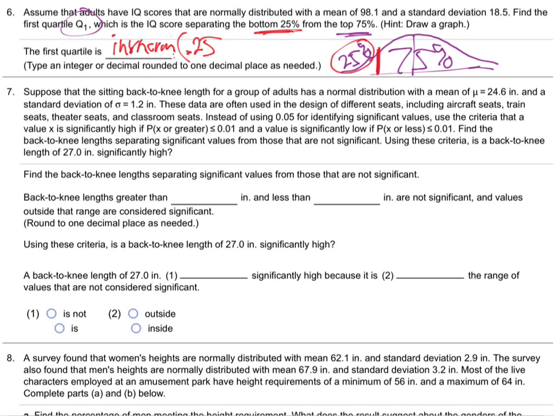Did everybody catch me on that? That'll really speed you up. When they say below or bottom or smaller, that's always the left. That's what you want to put in inverse norm.